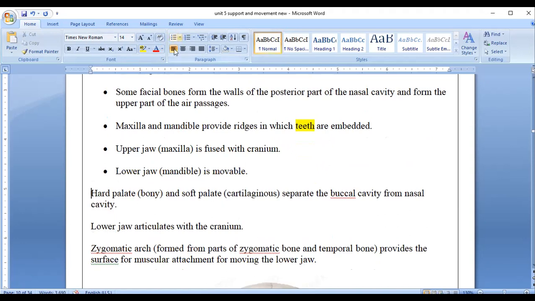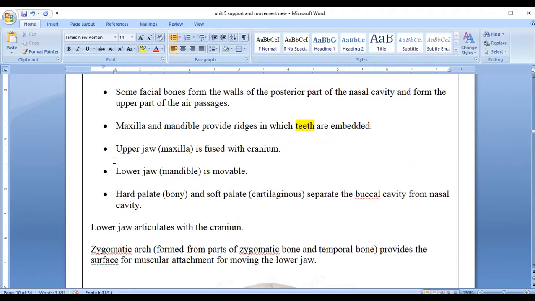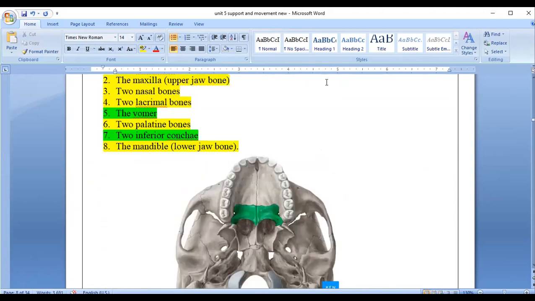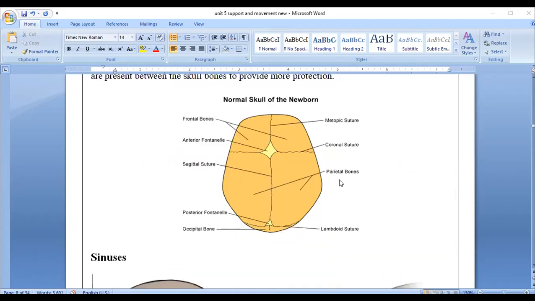You know the palate. I showed you the palatine bone. In front of the palatine bone, in this place, there is a palate. In this one, there are two palates. One is the bony palate. Behind it is the cartilaginous palate. Some say hard palate and soft palate, but that is not our syllabus.